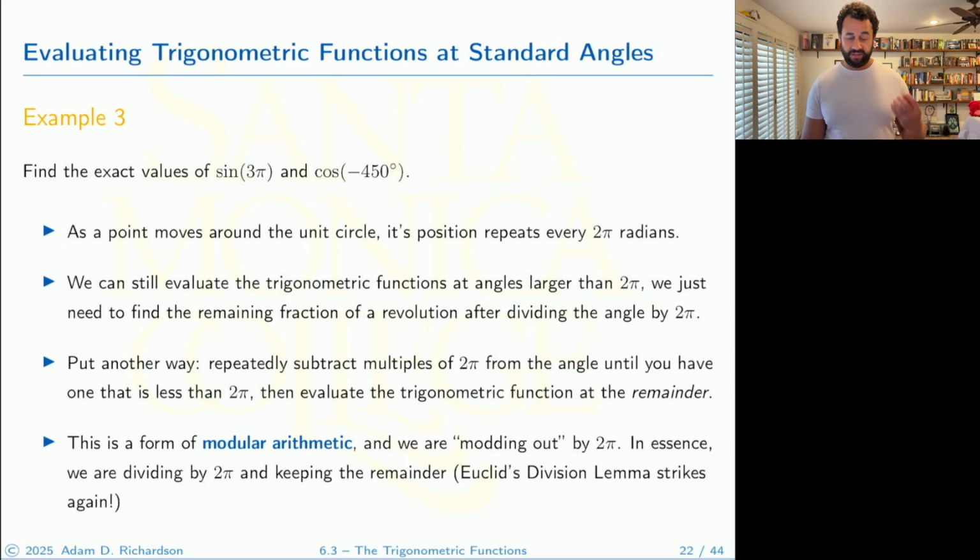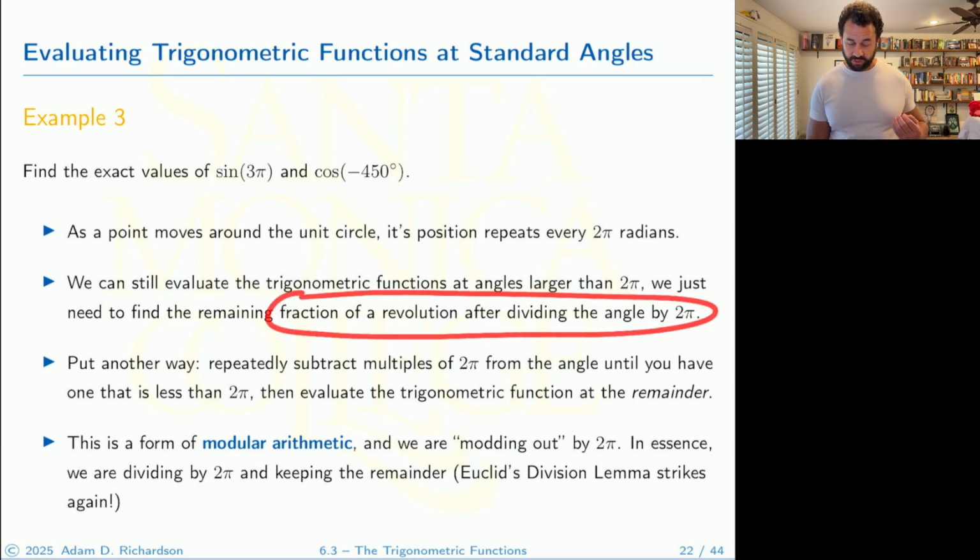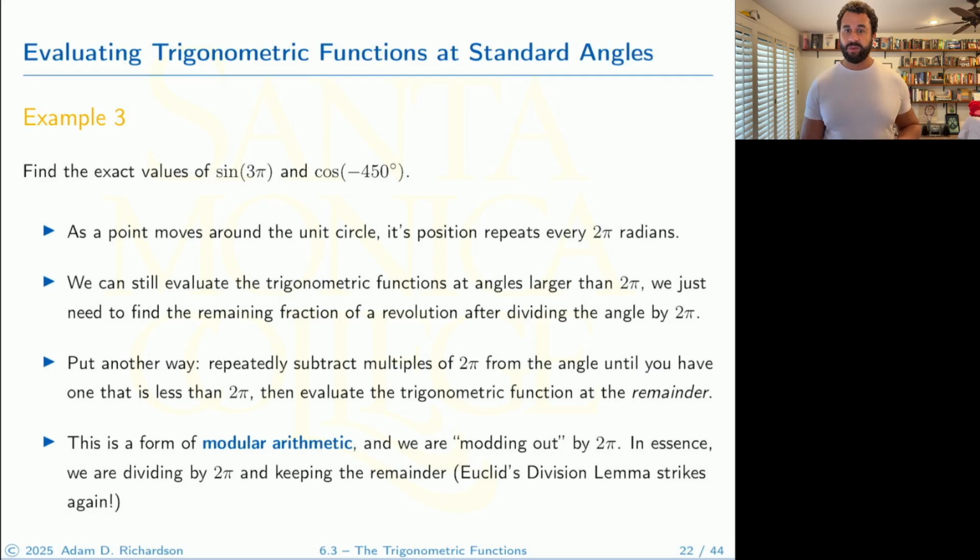We just need to find the remaining fraction of a revolution after dividing the angle by 2 pi. This might sound complicated, but you've actually done it a handful of times already. In other words, we're going to repeatedly subtract multiples of 2 pi from the angle until we get an angle that's less than 2 pi. And then we're just going to evaluate the function at that remainder.